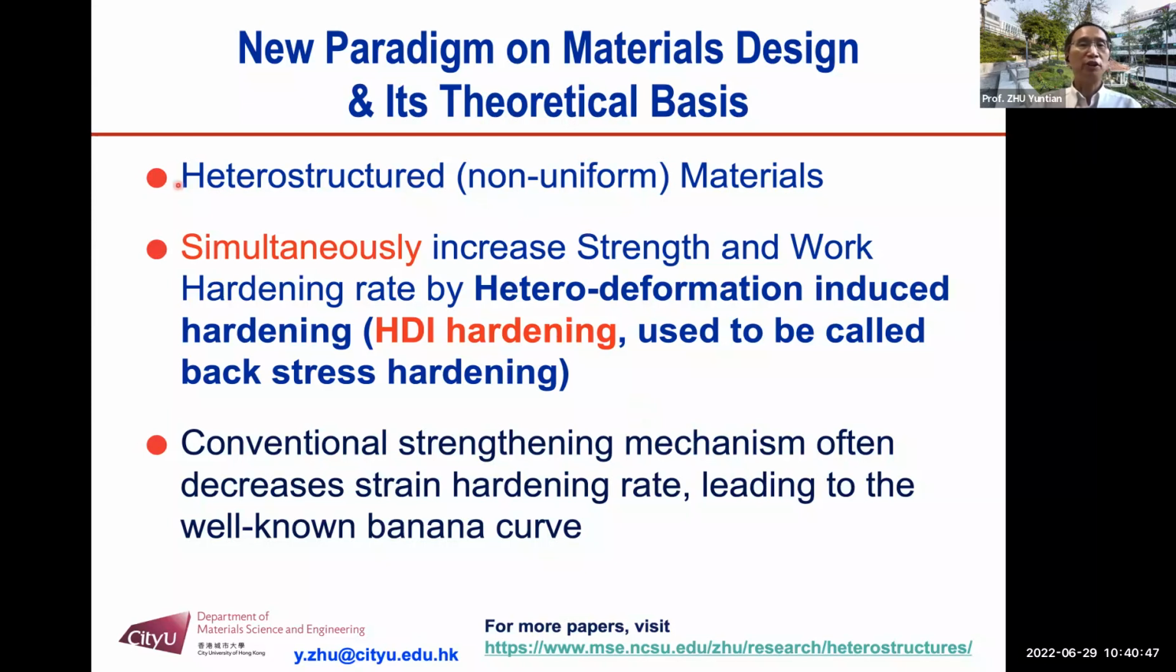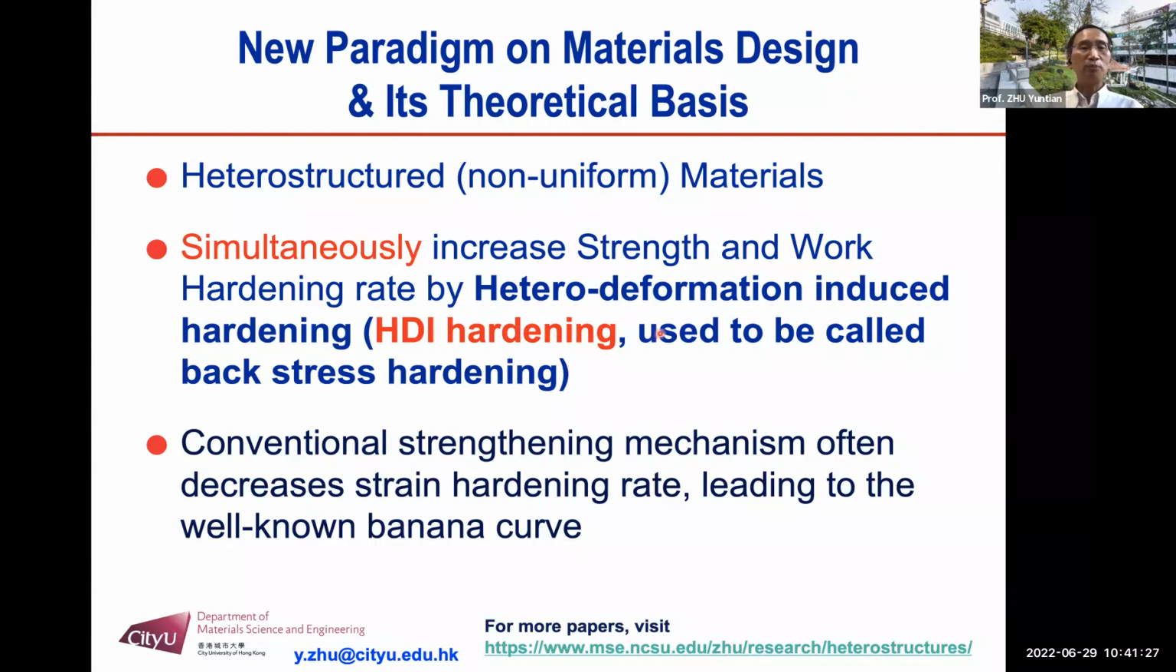Basically, this new type of material is called heterostructured materials. And heterostructured means they are non-uniform. However, I'd like to stress that it's not non-uniform in any way you want. It has to be non-uniform in a certain way to give you this benefit. The heterostructured materials have been found to be able to simultaneously increase the strength and work hardening rate by heterodeformation induced hardening. We call that HDI hardening.